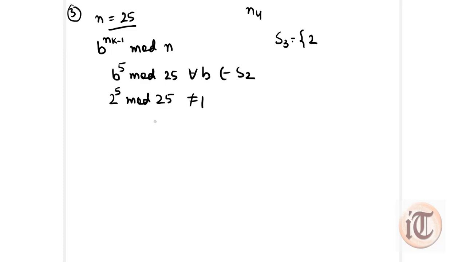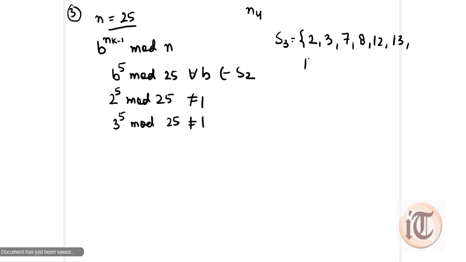Similarly, the next element of S2 is 3. So again we have to calculate 3 to the power 5 mod 25. Again this value is not equal to 1, so we will put it into S3. In this manner, the set S3 will contain the elements 2, 3, 7, 8, 12, 13, 17, 18, 22, 23 and 24.